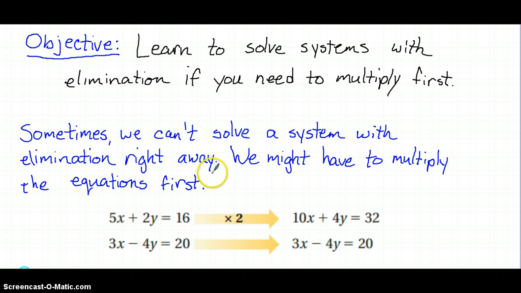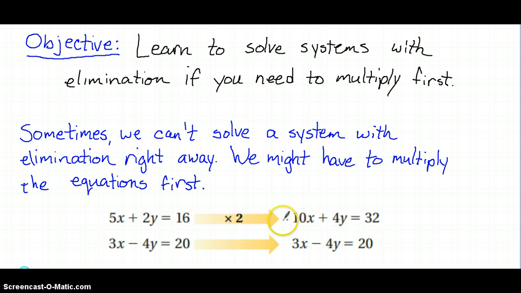Okay? But what we can do is notice that the coefficient on the y here is 2, and the coefficient on the y here is negative 4. So one thing you might notice is you can turn this 2 into a 4. And the way we can do that is by multiplying by 2. But just like with the equations, when you have to do the same thing on both sides, if I'm multiplying this 2 by 2, I also have to multiply the 5x by 2 and the 16 by 2. So the resulting equation is going to be 10x plus 4y equals 32.